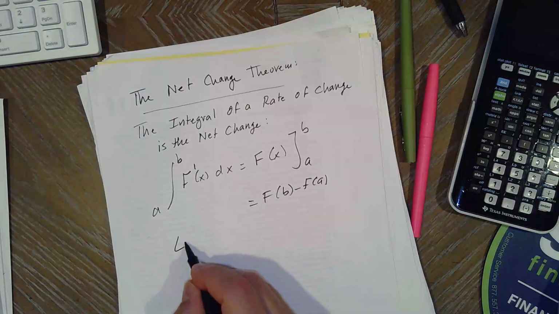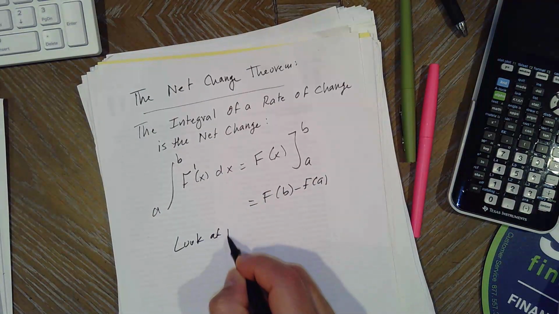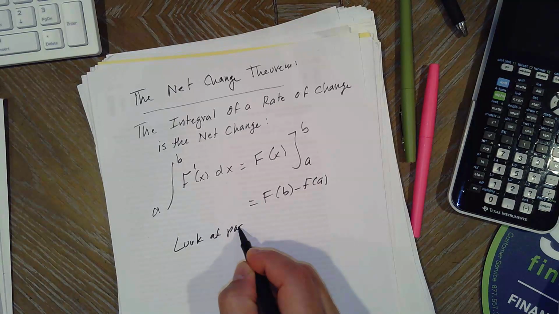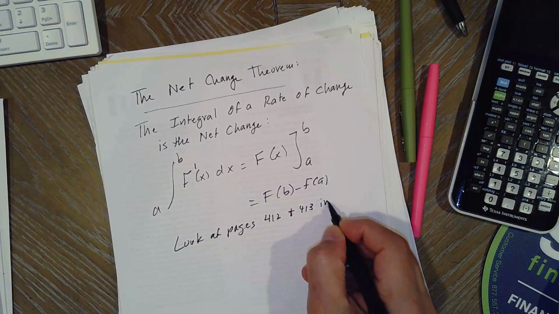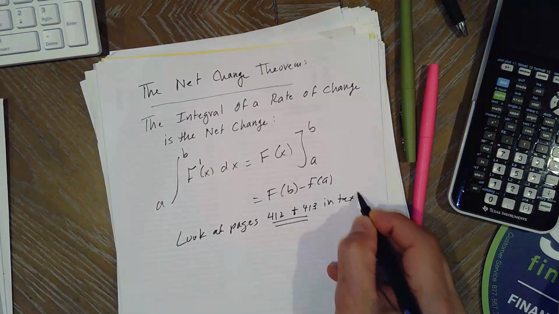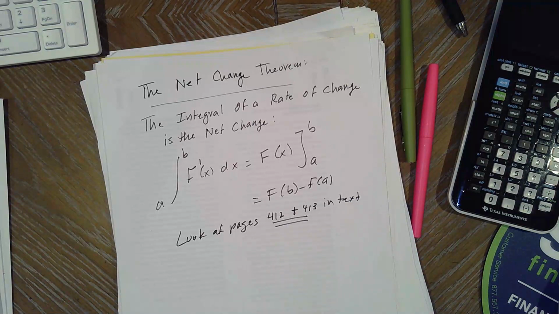And if you look at the pages in my notes, they're the wrong pages, so please fix them: 412 and 413 in your text. Again, fix those. 412 and 413 show you all the applications of the net change theorem. Of course, we're not going to have to worry about all of them.